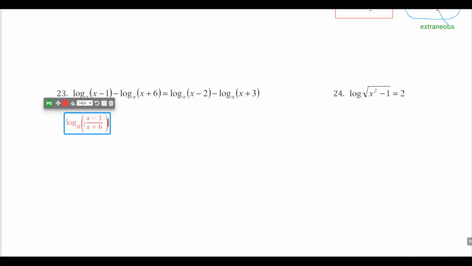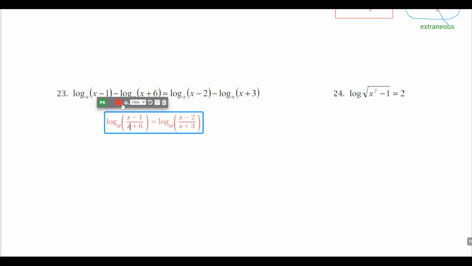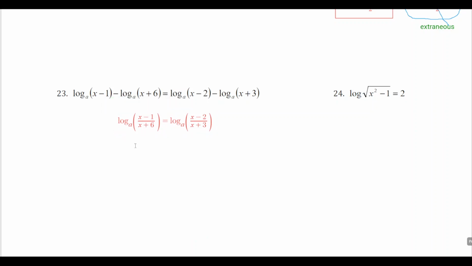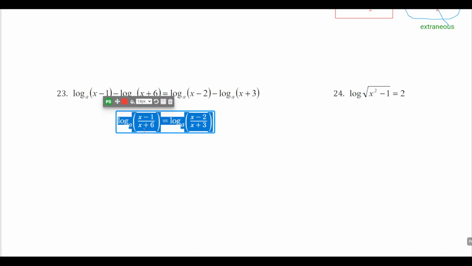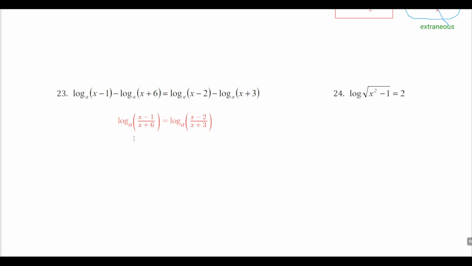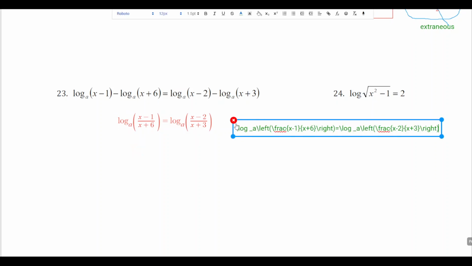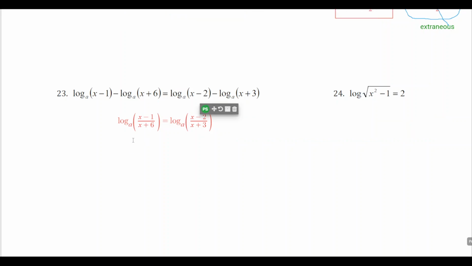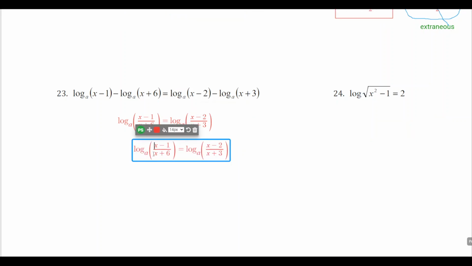So x minus 1 over x plus 6 equals log base a of x minus 2 over x plus 3. Okay, so now that we've got just a single logarithm on both sides of the equation, we can drop those and just set all the stuff in parentheses equal to each other. Oh, okay. Nope, that's not what I wanted to happen. There we go. So yeah, we can get rid of this log now.